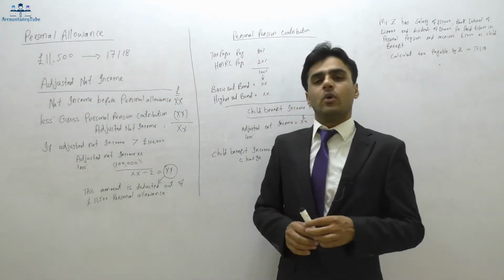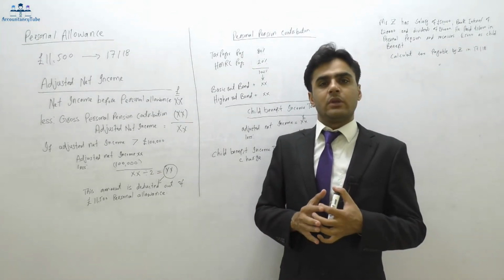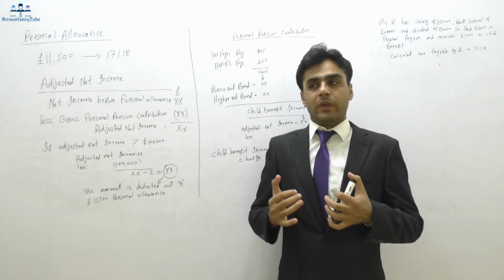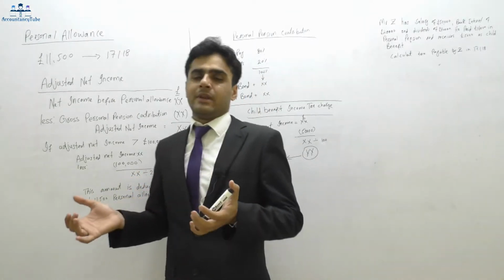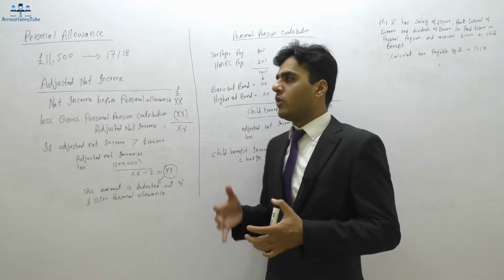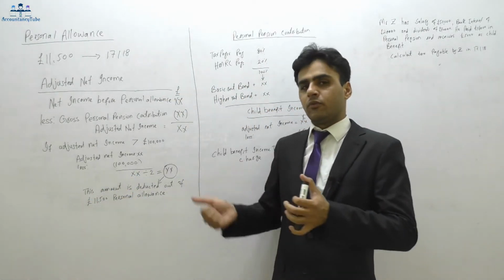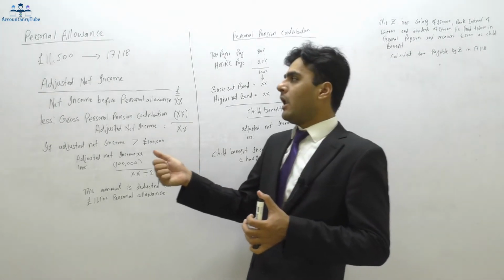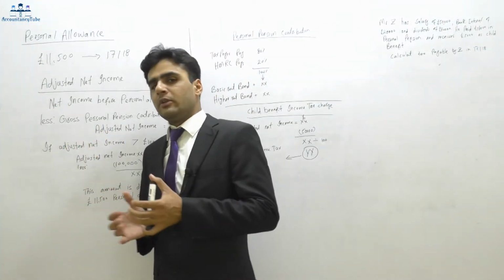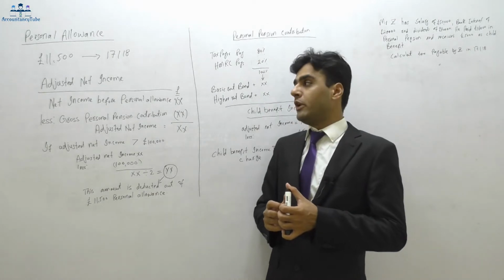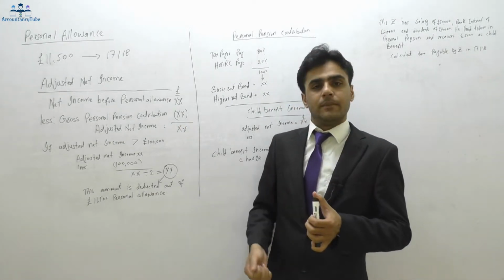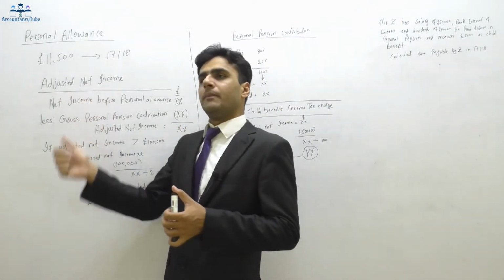So we now need to know how to reduce the personal allowance. What personal allowance will we get if I am earning 110,000 pounds, for example? There is a specific way to calculate it. We will see it now. In order to see the details of the reduced personal allowance, we first need to know about adjusted net income. So what is adjusted net income?